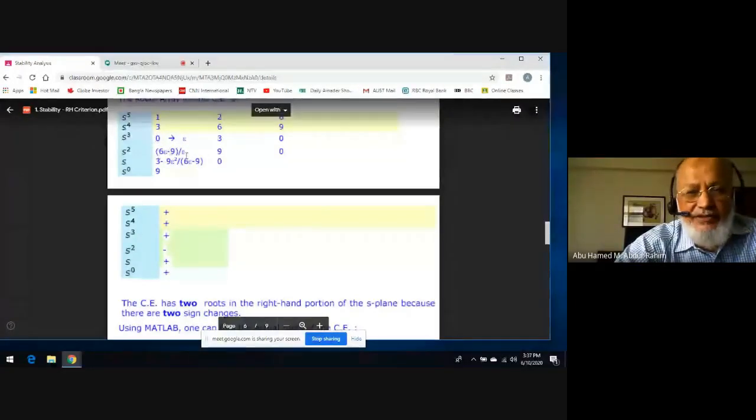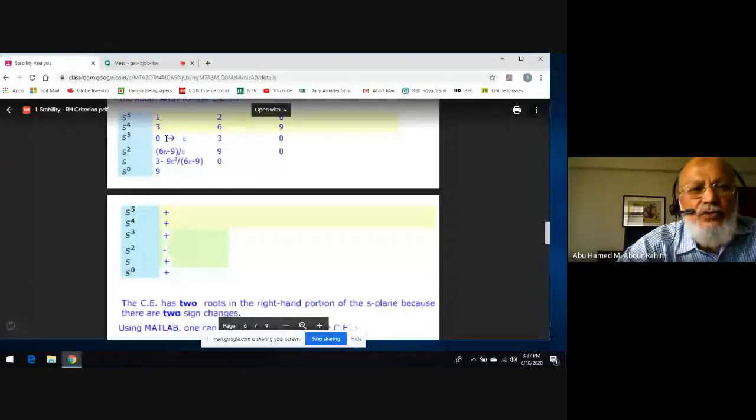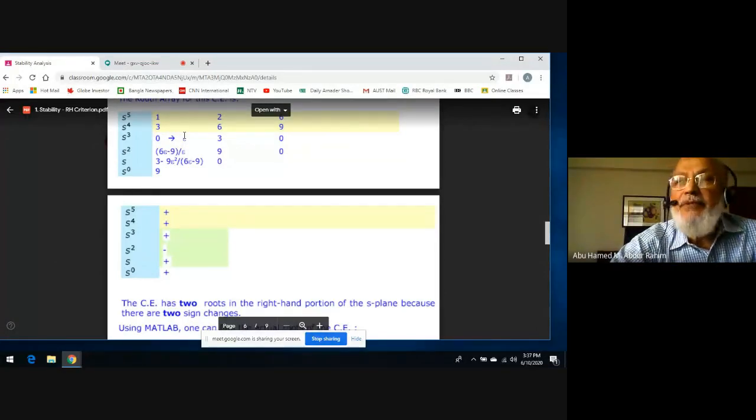Infinity is not a number we can deal with. So in a case like this, if there is a 0, we'll replace 0 by an epsilon. That's what we are doing. We'll replace 0 by an epsilon, and we'll say that epsilon is a very small positive number.